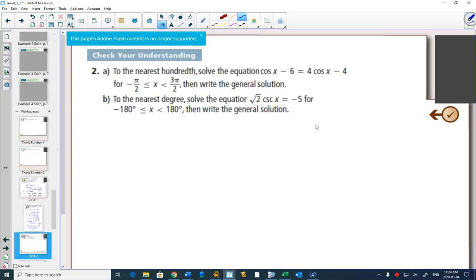To the nearest hundredth, solve this equation. So again, combine your like terms. I'm going to move the 4 over to get negative 2. I'm going to move the cos over to get 3 cos. Divide both sides by 3 to get cos by itself. And I get cos x equals negative 2/3.